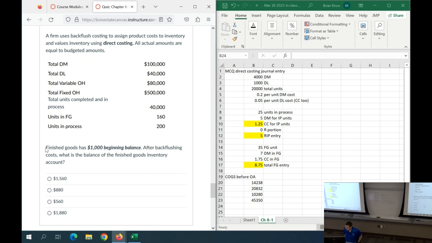Okay? So finished goods has a $1,000 beginning balance. And we're going to be backflushing costs to it. So what's its balance after the fact? So basically what I'm asking is, take the backflush entry and add $1,000 to it. I don't want you to think much deeper than that. This question is a rudimentary way of asking you to figure out the backflush amount. Okay?